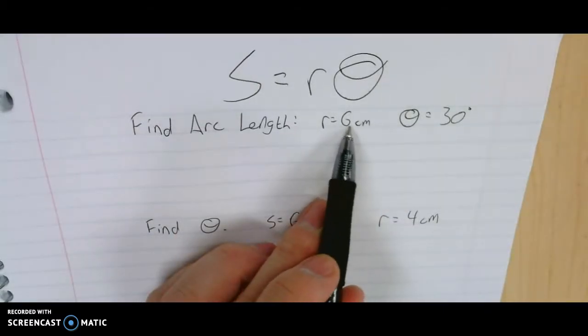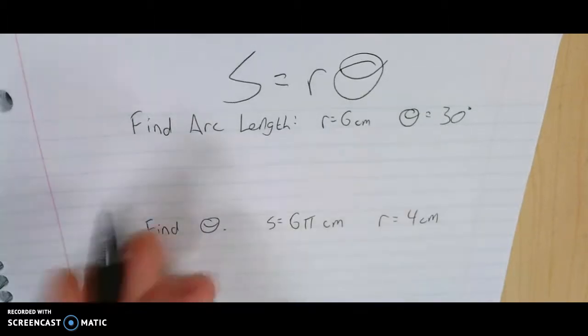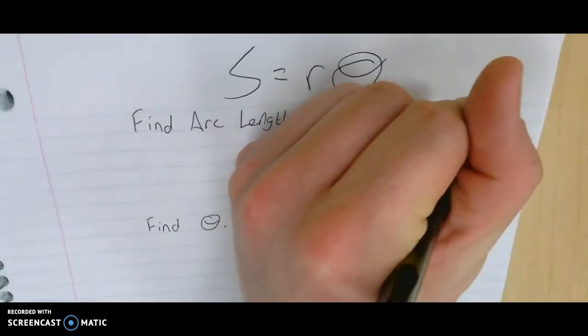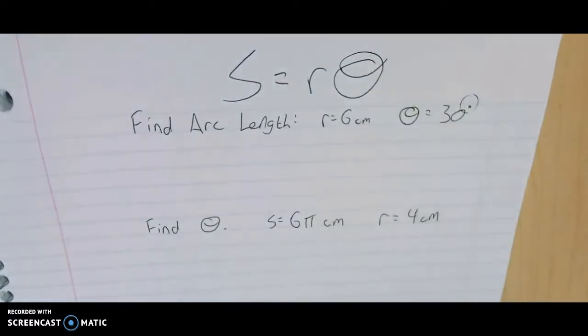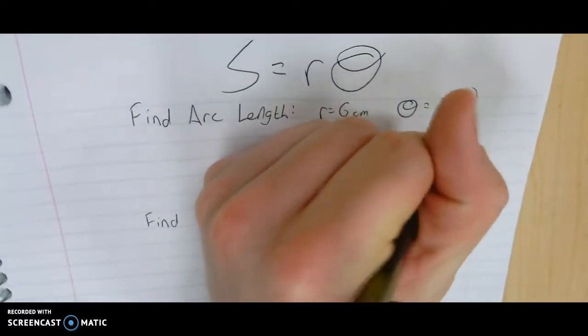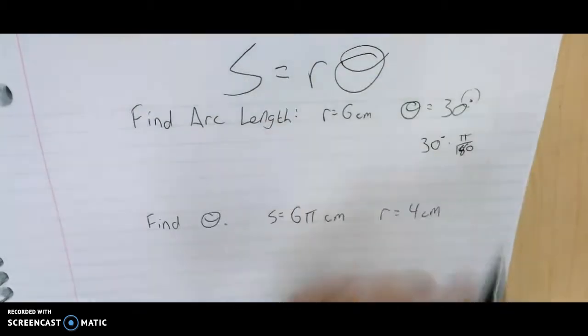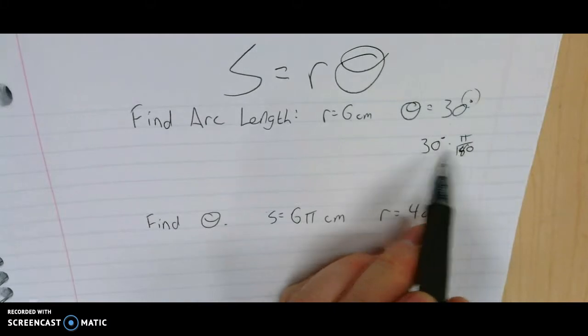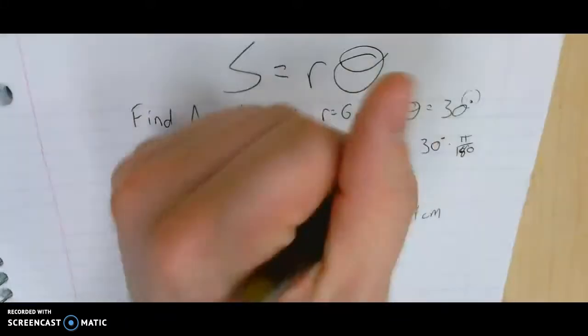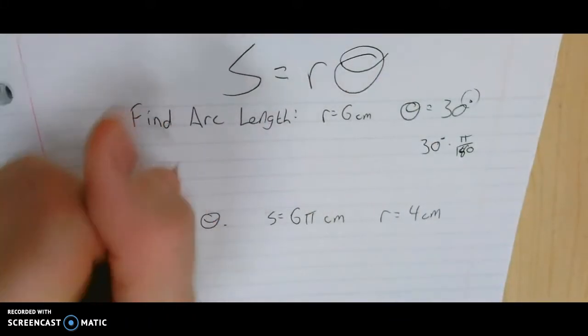Right now I'm given R and I'm given theta. Cool. The only problem here is theta is in degrees, and we don't like degrees for this formula. We want radians. So 30 degrees converted to radians, let's see. 30 over 180 is going to be 1 over 6. So that's really 1 pi over 6, or pi sixths.